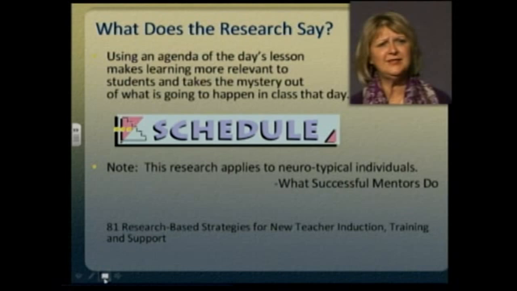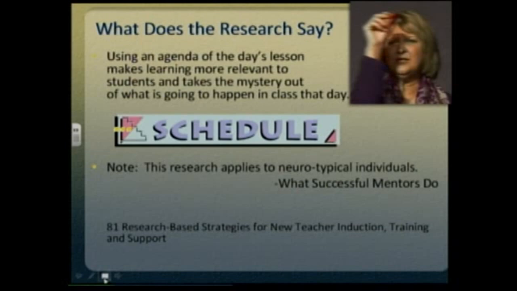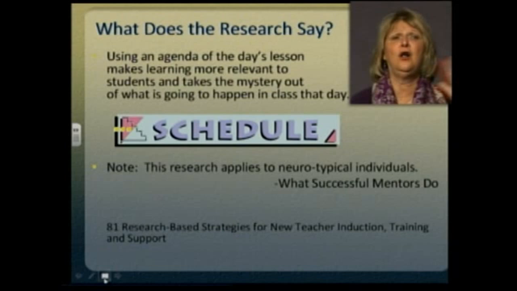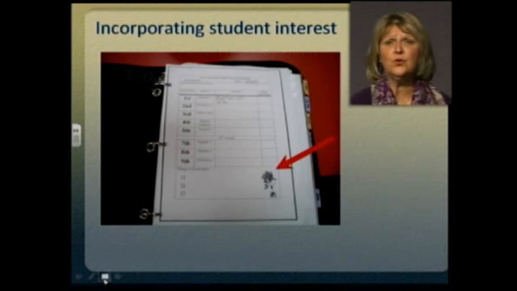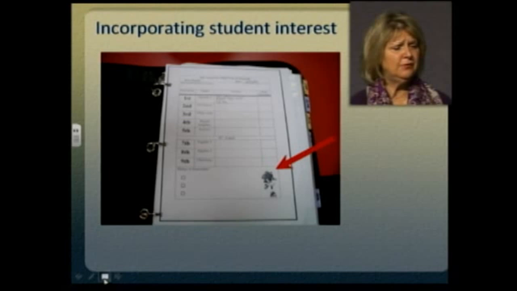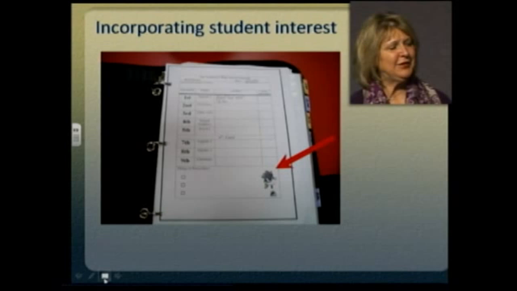For our older students, if they can read, it might be just a checkoff schedule, an agenda up on the board for all of the students. The beauty of that is it works for all of the students. It's a very structured activity. With many of our students with an autism spectrum disorder, they may need even more individual schedules. And you see right here, this is for an older student. He was really into Sonic the Hedgehog, so we put a high interest area right there. His was a checkoff schedule.